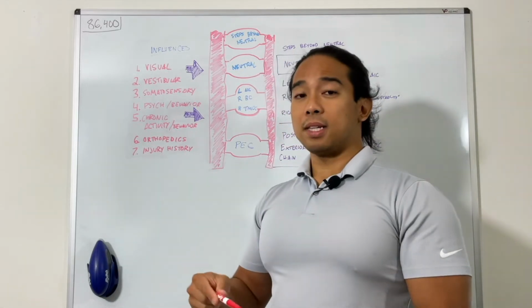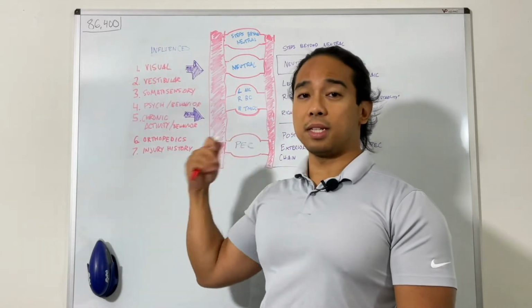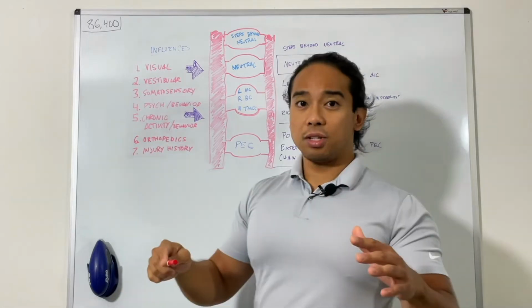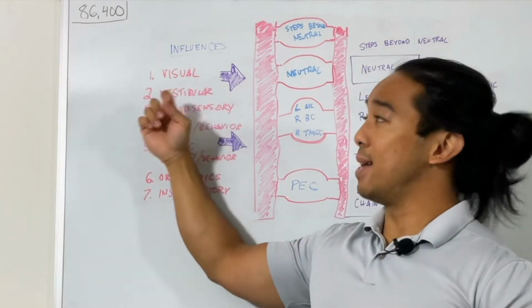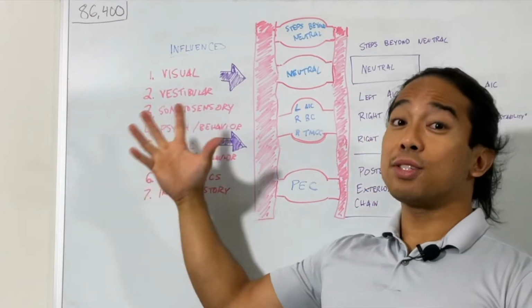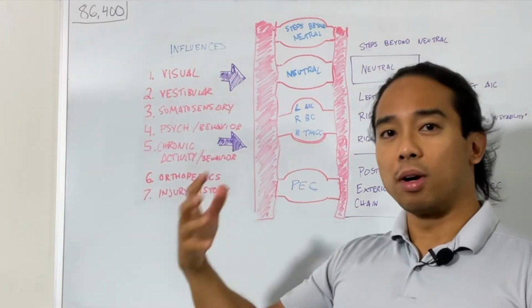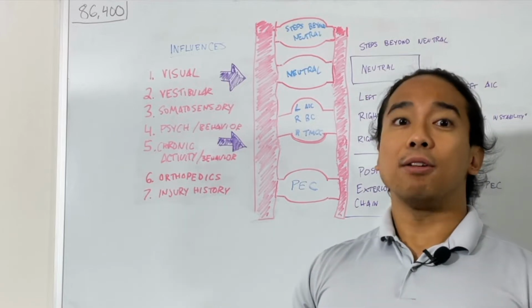So with this being said, I wanted to just start with this side of the column. I have a couple other pieces here. I have here influences. So these are influences on the body. Generally speaking, we have the visual system, the vestibular system, the somatosensory system. We have the psychological side of things or behavior. We have chronic activity, also behavior, but more motor than anything. And then we also have orthopedics in the context of how does your body move?